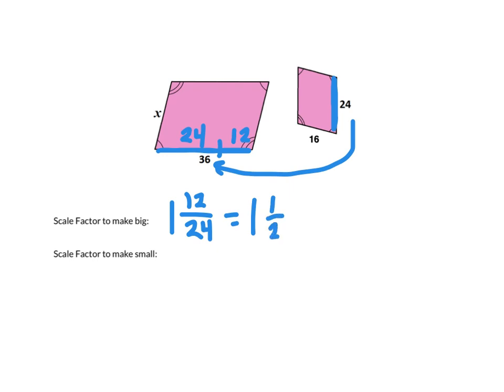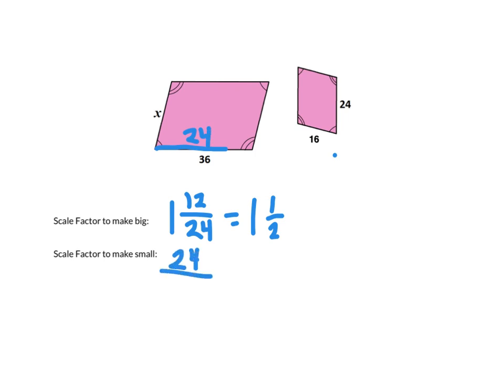Now to make small, we kind of look at it the other way around. Instead of saying how many 24s can I make to get to 36, we need to think how many of the 36 I need. So if I'm going to start with 36 and I only want 24, I only want to keep 24 of the 36. So 24 of the 36. Now when we simplify that, we can simplify that by dividing both by 12, and we would get 2/3.